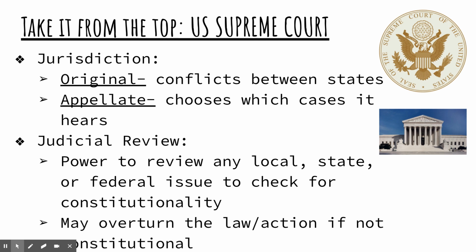And under this power, the Supreme Court has the ability to overturn the law or action if it is deemed to be unconstitutional. So judicial review, again, is what allowed the Supreme Court or the judicial branch to check the legislative and the executive branches.